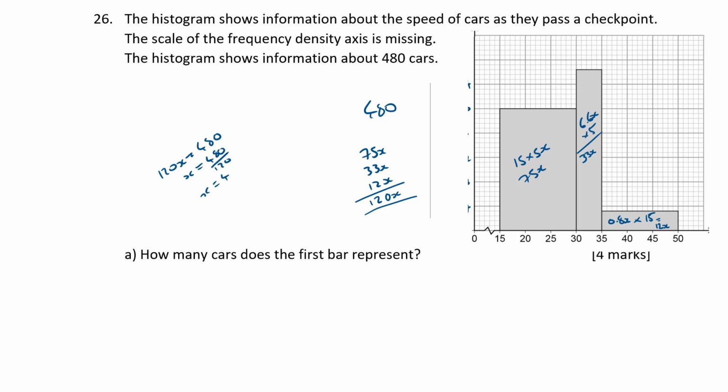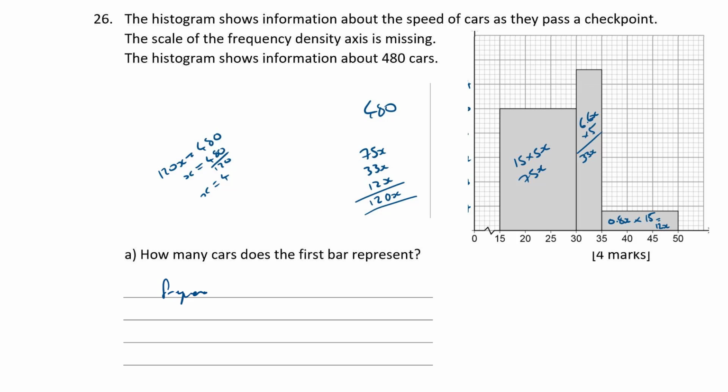We can now work out how many cars the first bar represents. So the first bar is now of a frequency density height of 20 and a baseline of 15. So frequency is going to be 20 times 15, which is 300, isn't it? So that's 300 cars. Does that look about right? It's the bulk of the cars, isn't it? And there's 480 altogether. 300 out of 480 looks about right to me.